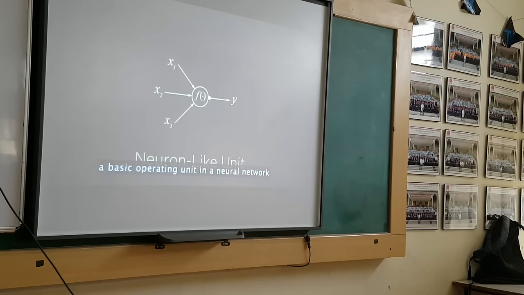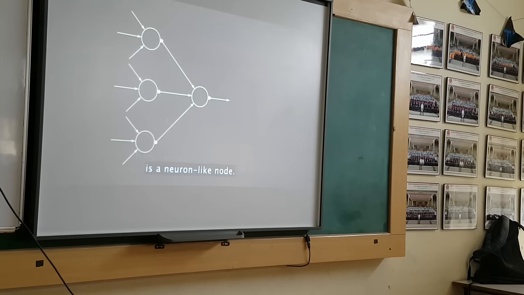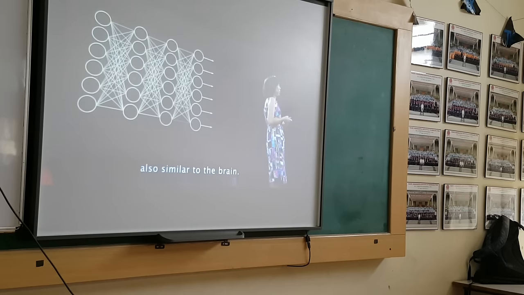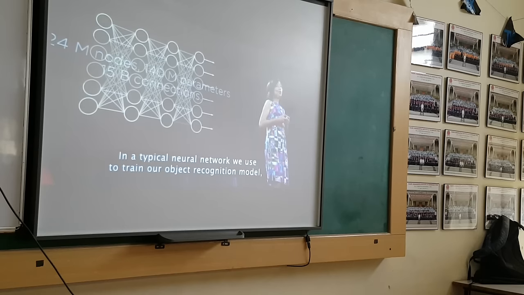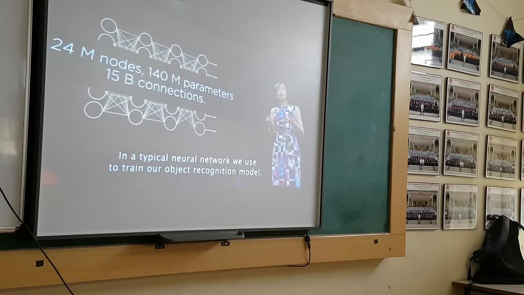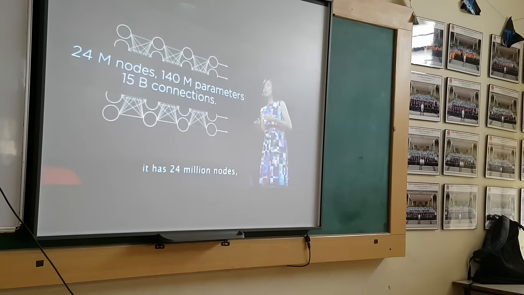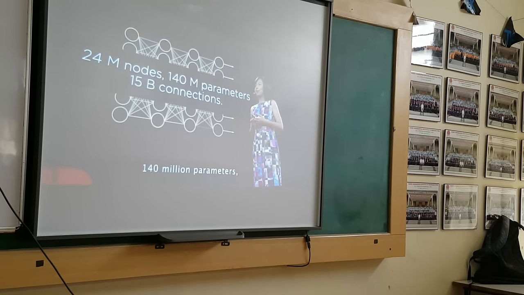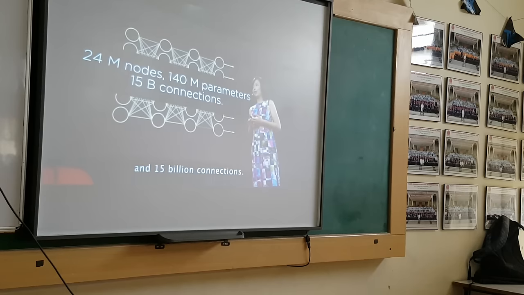A basic operating unit in a neural network is a neuron-like node. It takes input from other nodes and sends output to others. Moreover, these hundreds of thousands or even millions of nodes are organized in hierarchical layers, also similar to the brain. In a typical neural network we use to train our object recognition model, it has 24 million nodes, 140 million parameters, and 15 billion connections.